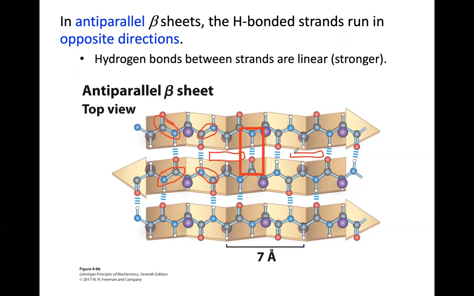What's favorable here, why anti-parallel beta sheets are so prevalent, is because of the hydrogen bonding that occurs in a straight line, right? So it makes hydrogen bonds stronger. So you can look at both of these slides in more detail, just to figure out what's going on, like which NH and which carbonyl are bonded.